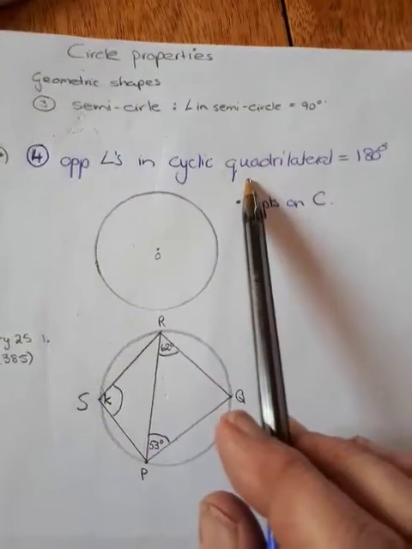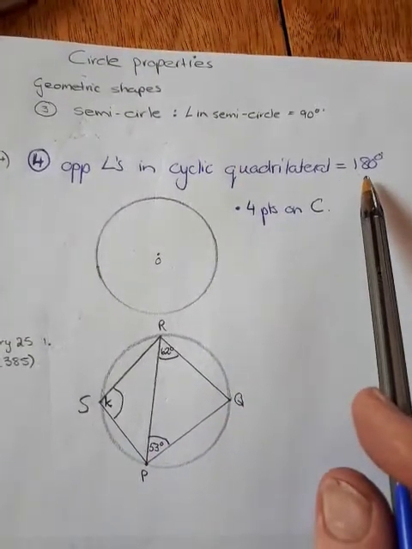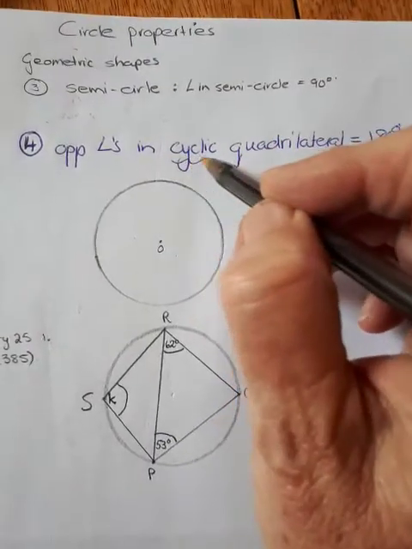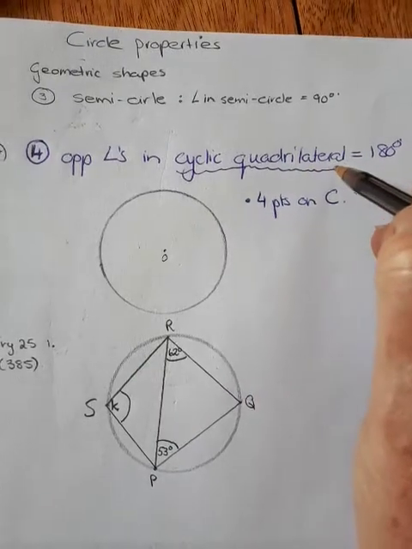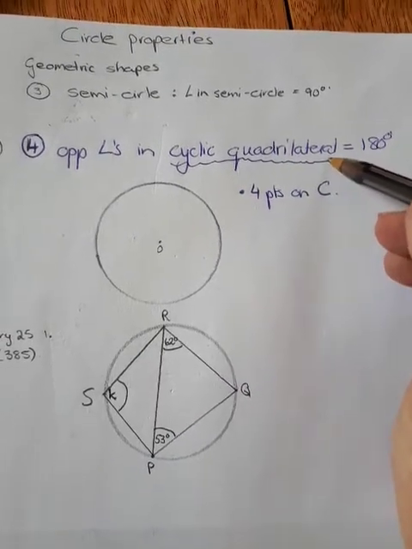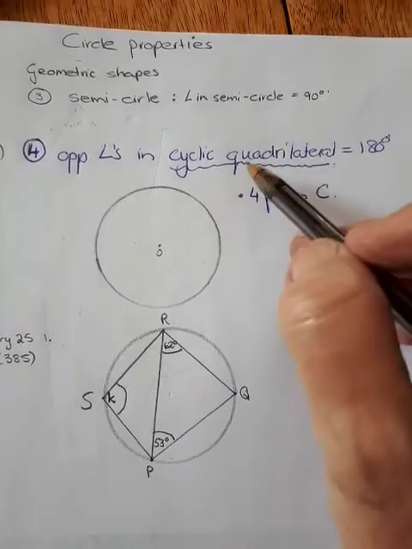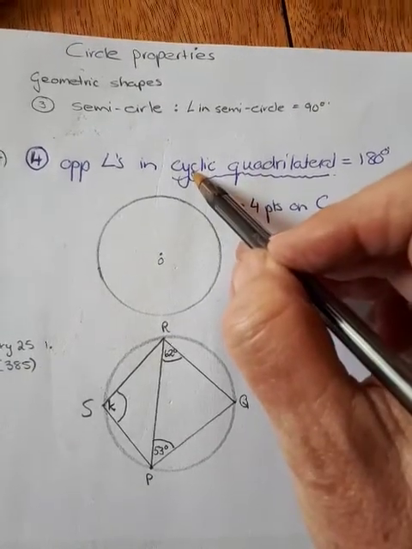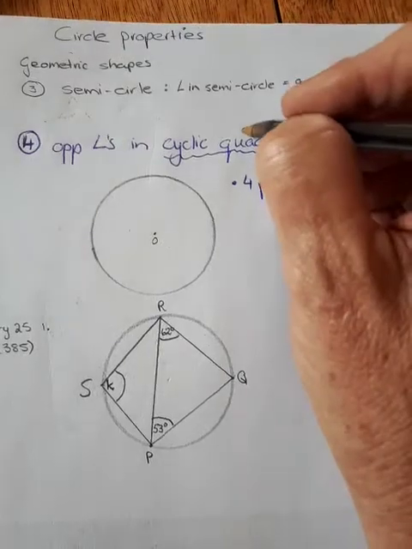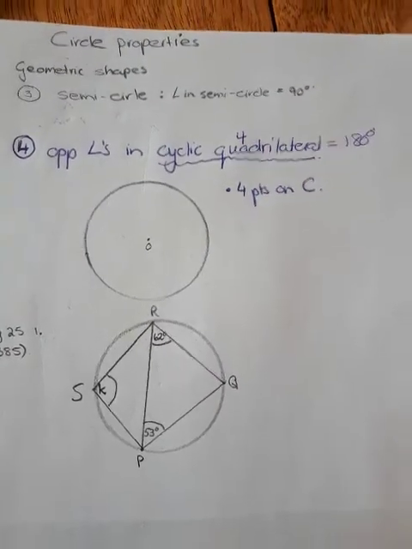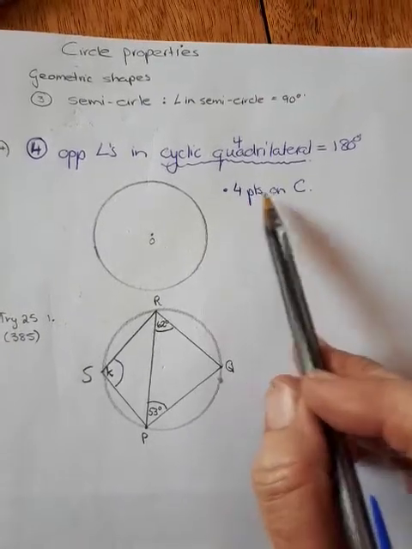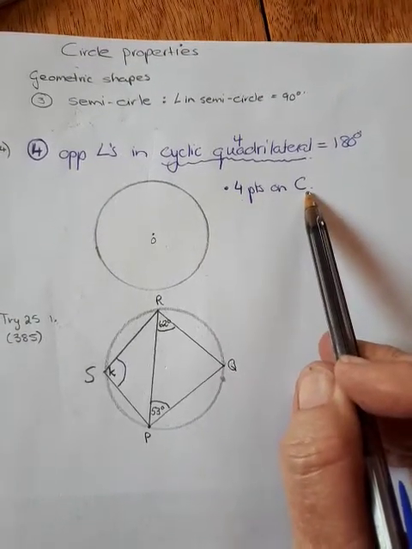Opposite angles in a cyclic quadrilateral equal 180 degrees. Now we must first look at the meaning of cyclic quadrilateral. What that simply means, people, is that you have a quadrilateral in a circle. Okay? And quadro means 4. So, number 1, you must have 4 points on the circumference of a circle.